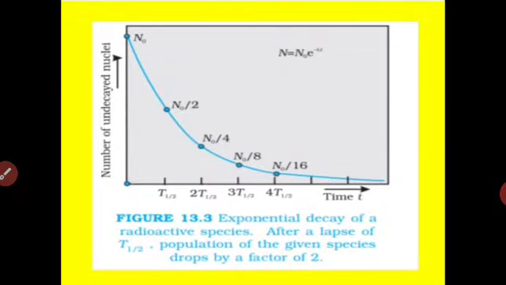Let us now see the variation of the number of undecayed nuclei with time. This graph is an exponential graph. We see that at t equals 0, the total number of nuclei present in the sample is N naught. After one half-life, that is T half, the number falls to N naught by 2. After the second half-life, that is 2T half, the number becomes N naught by 4. After the third half-life, it becomes N naught by 8. After the fourth half-life, it becomes N naught by 16 and so on.